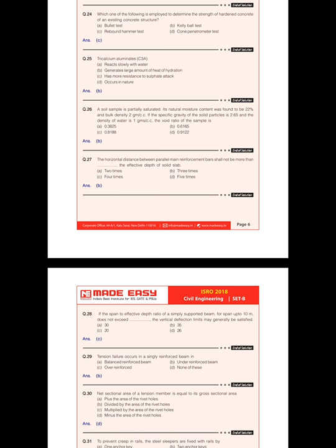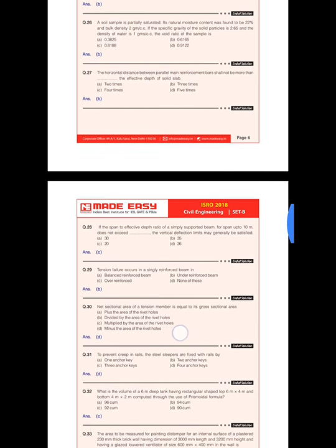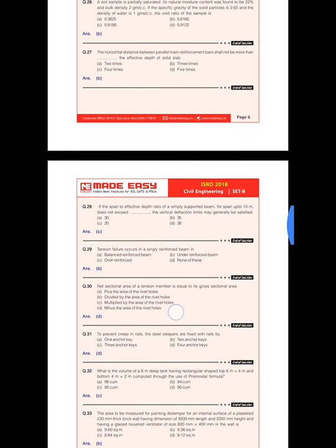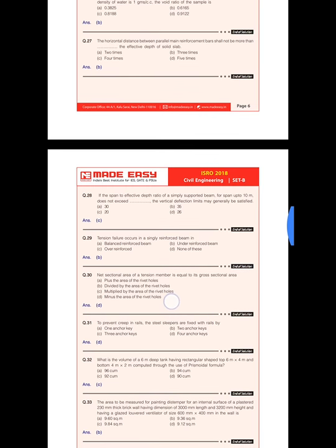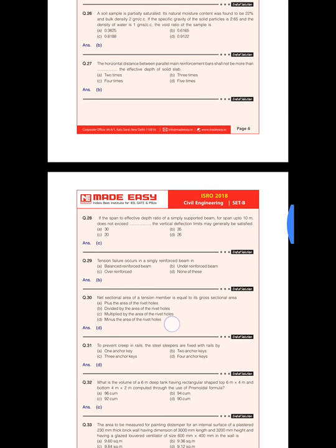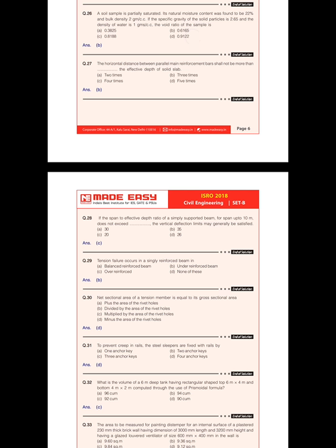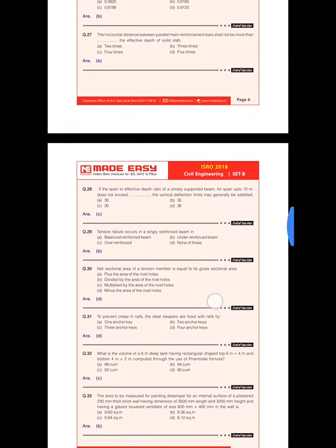Okay, this is numerical, we shall do it later. The horizontal distance between the parallel main reinforcement bars shall not be more than dash times the effective depth of the solid slab. Yes, it will be 3 times.